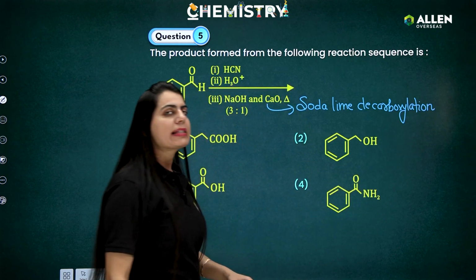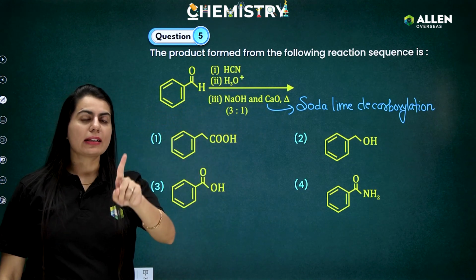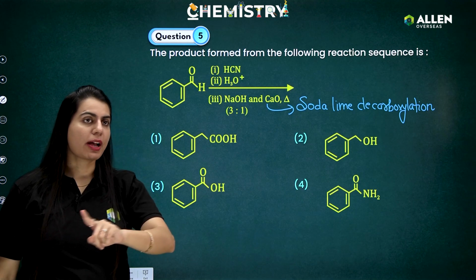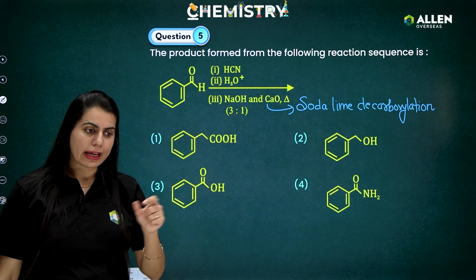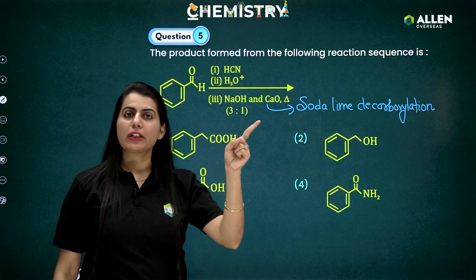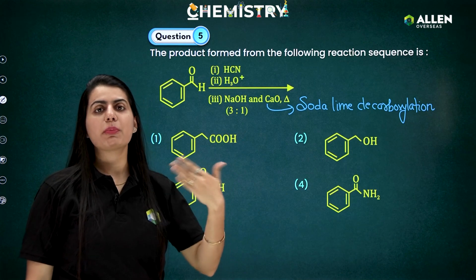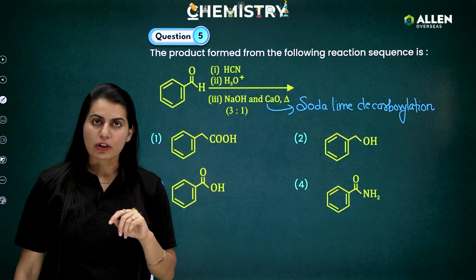So this is a concept which is coming from your aldehyde chapter, then the hydrolysis part is coming from your carboxylic acid chapter, and then the soda lime decarboxylation is involved in your aldehyde ketone carboxylic acid chapter part also, and in your alkane part also. When we prepare alkanes, that time also we study soda lime decarboxylation.